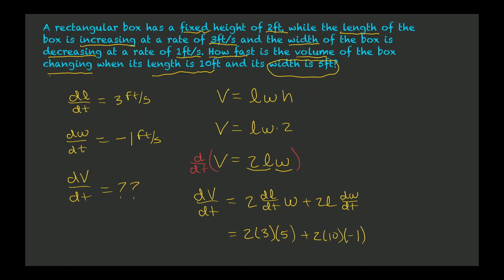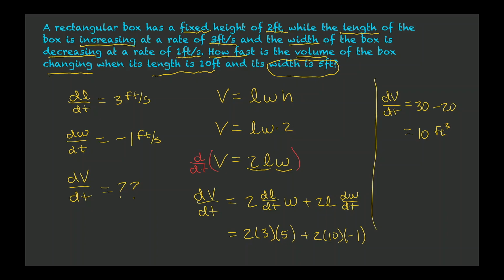All right, from here, we just need to do this arithmetic. So dV/dt is equal to, we have 2 times 3 times 5, that's 30. And then 2 times 10 times -1 is -20. So in total, 30 minus 20, or 10. And then the unit on this, the unit of volume in terms of feet, would be feet cubed.